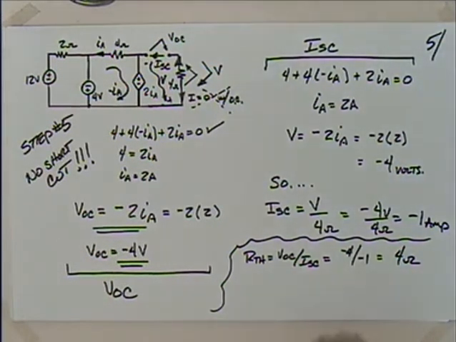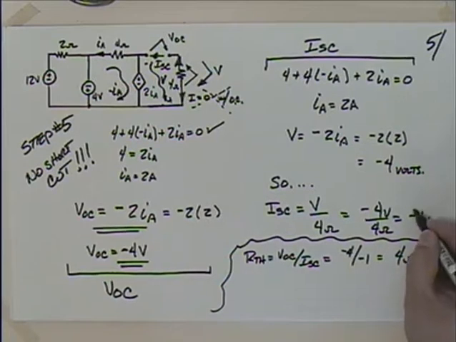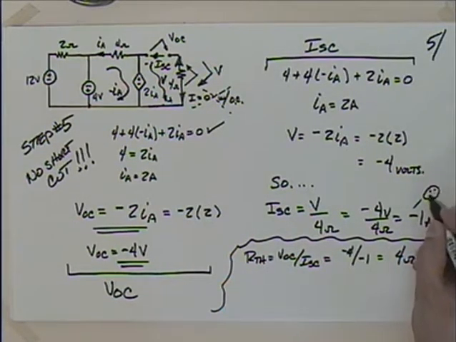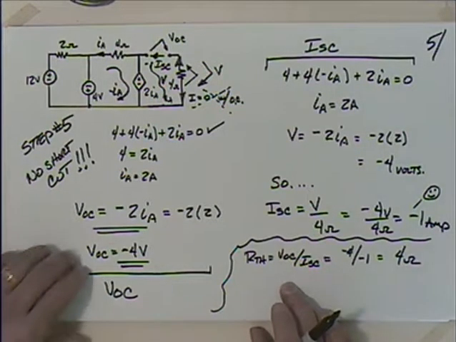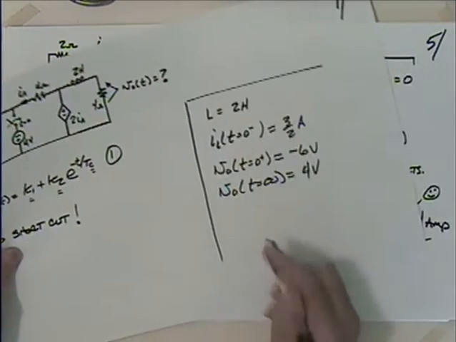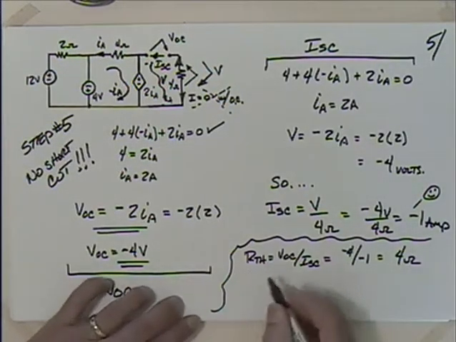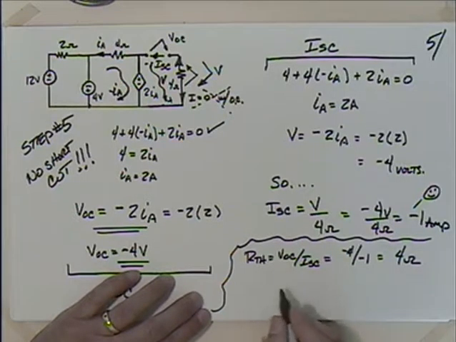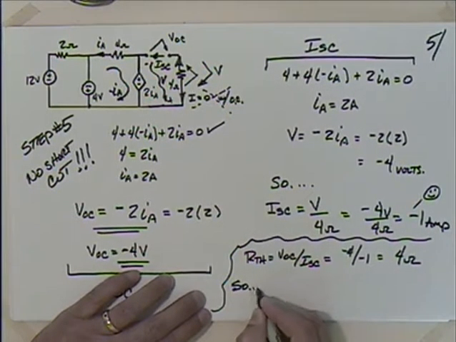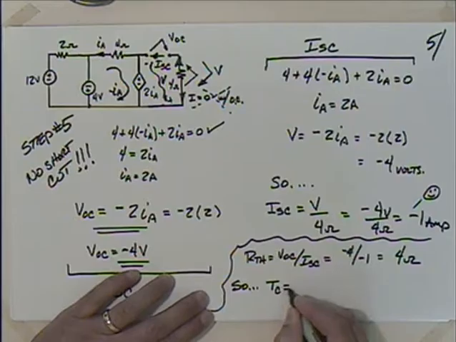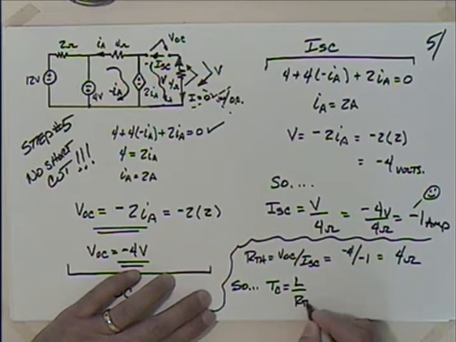And I can breathe a sigh of relief. If this one is negative, I knew that this one had to be negative. I mean, at this point, when you saw that negative, we were happy about that, hopefully. Well, what do we do with R Thevenin? I mean, we could put this down here. R Thevenin is equal to 4 ohms. But more importantly than that, we're using that to get our time constant, aren't we? So the time constant is going to be equal to the inductance divided by R Thevenin.